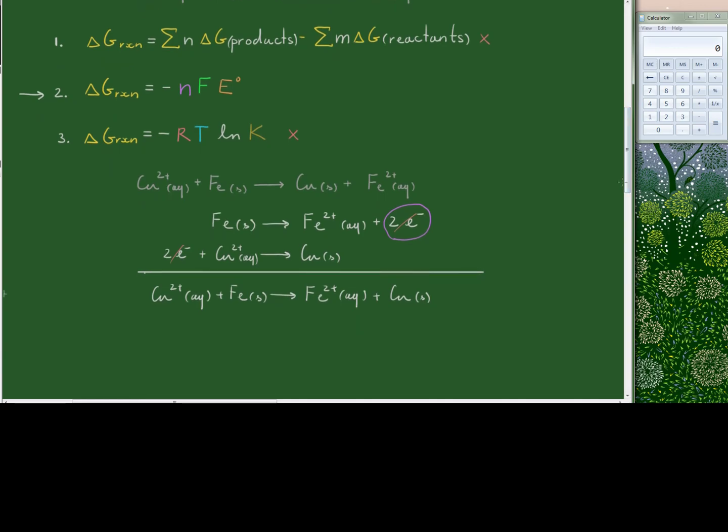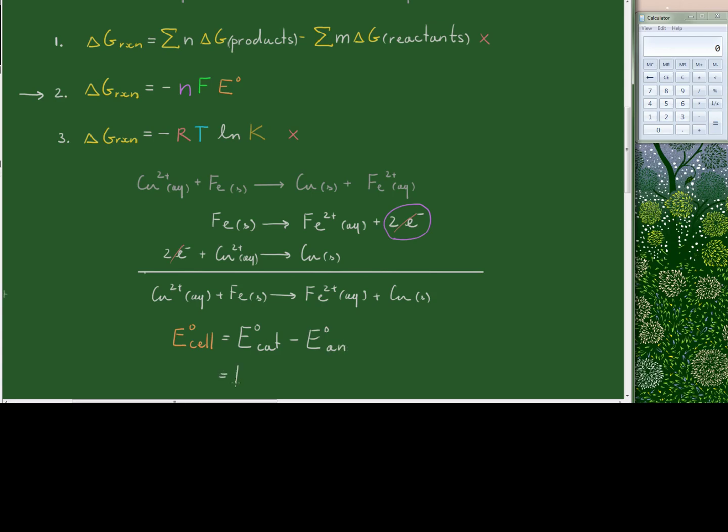But I'm getting ahead of myself because I need to figure out the cell potential. How do I do that? Well, the cell potential equals the standard reduction potential of the cathode minus the standard reduction potential of the anode.